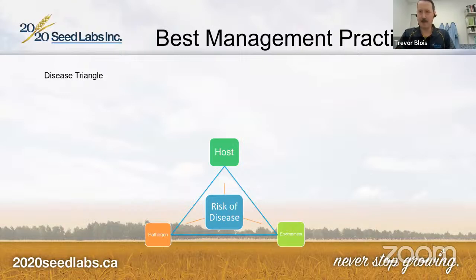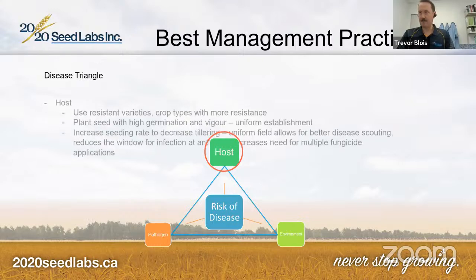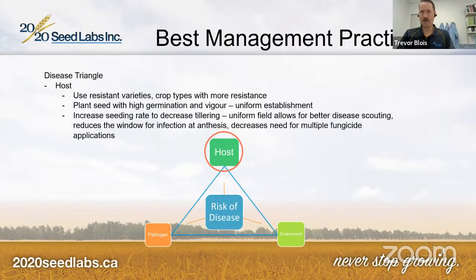So what do you do if you have disease present? You want to follow best management practices. And this all comes down to the disease triangle and trying to manipulate it so that you don't have high risk of disease. So again, 3 factors. First, we'll talk about the host. So you can use resistant varieties.